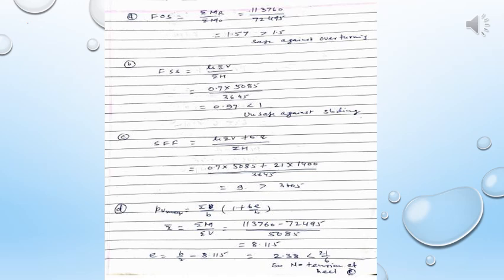And the PV maximum at the toe is summation of V upon B times 1 plus 6E by B. Here, how to find this E? Find X bar, summation of M upon summation of V. Then it comes out to 8.115, and E is equal to B by 2 minus this, so 2.38. That is less than B by 6, which is 21 by 6. So there is no tension at the heel.